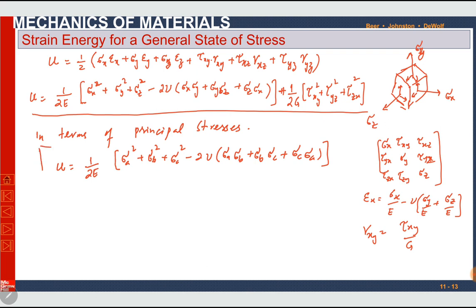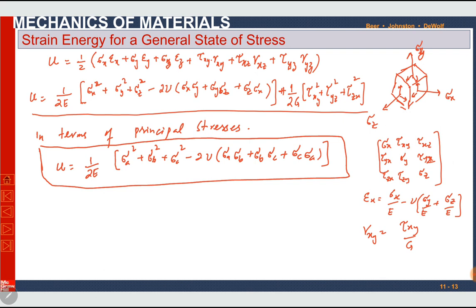Okay, this expression can be written as Uv plus Ud. This is small u actually. What is Uv and what is Ud? Uv is the energy density due to volumetric change, and Ud is the energy density due to distortion.